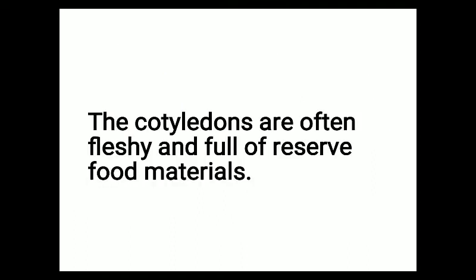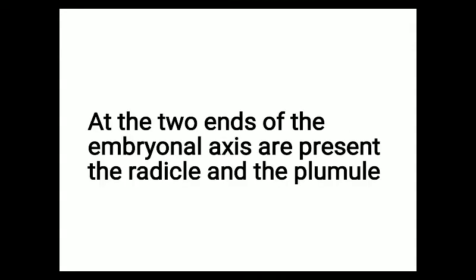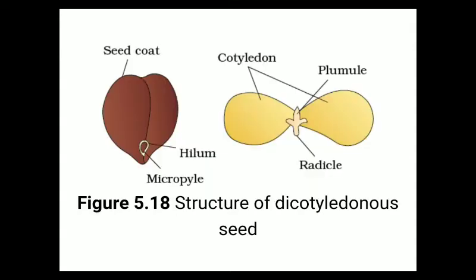Now the cotyledons are often fleshy and full of reserve food material. These cotyledons are often fleshy and they store food materials. At the two ends of the embryonal axis are present the radicle and plumule. So at the two ends of the embryonal axis, the radicle and plumule remain present.